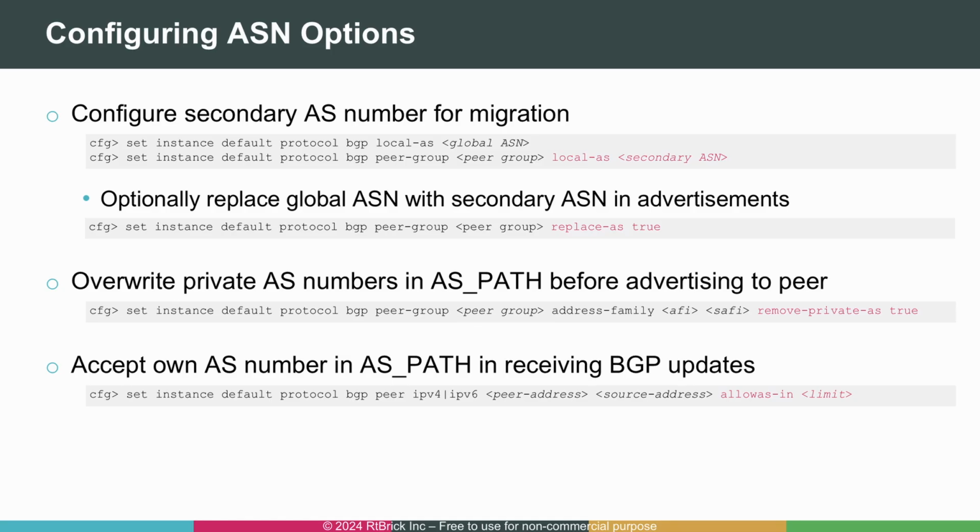Let's take a moment to summarize the commands we've covered in this demo. In addition to the local AS command used in the set instance default protocol BGP level, RBFS also allows defining a local AS number at the peer group level. This feature mimics another AS number toward peers. The remove private AS command enables the removal of private ASN numbers from the AS path before advertising prefixes to neighbors. This eliminates the need for route policies. Finally, the Allow ASN feature permits a BGP peer to accept prefixes containing its own AS number in the AS path, which is particularly useful in BGP MPLS L3 VPN setups.